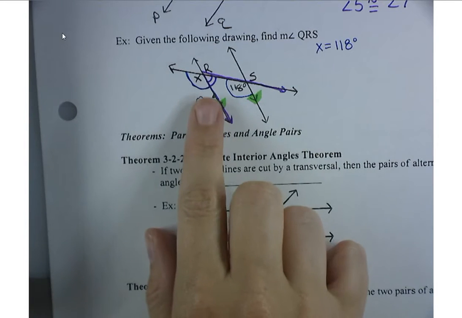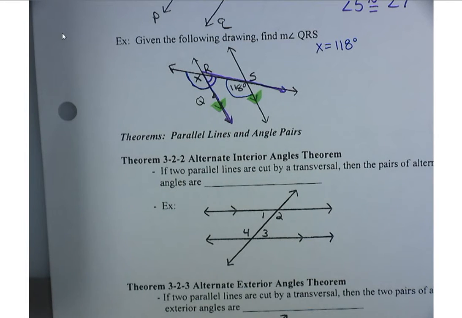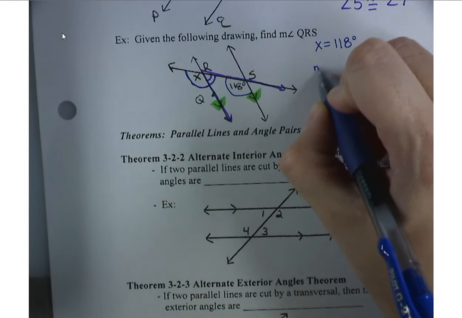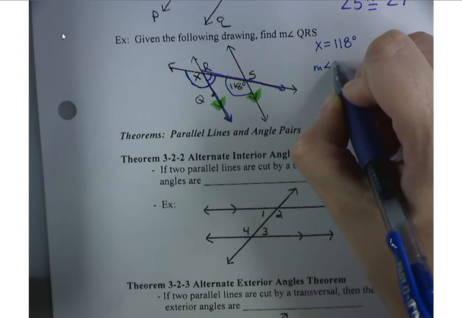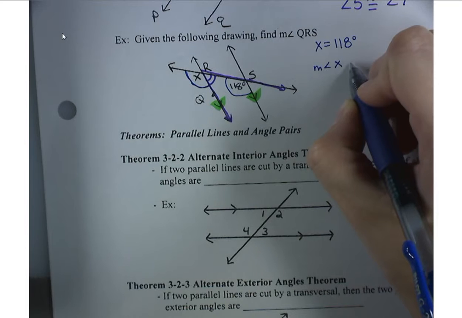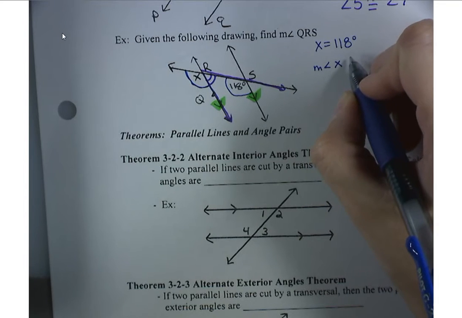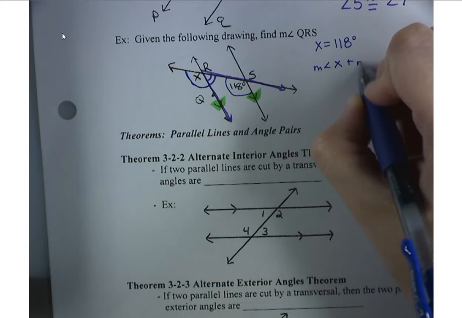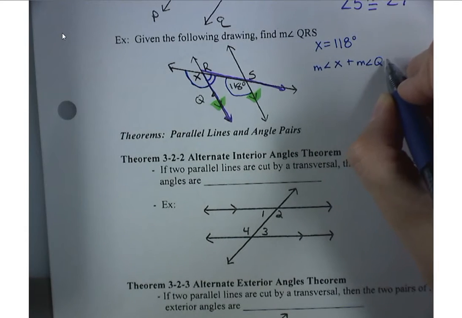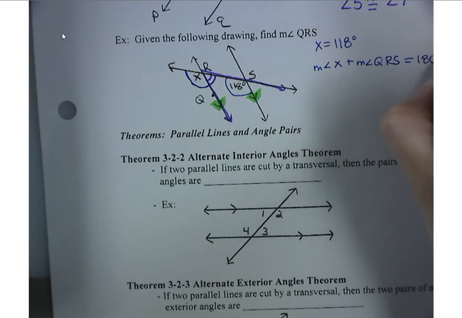Can you maybe tell me what we know about another relationship? Yeah, Hope. Yeah, good. Okay, and why? What's their relationship? It's supplementary. And how do you know that? How do you know they're supplementary? Because it makes a line. Exactly. Yep. So together they're going to make a line, and we call those a linear pair. So the measure of angle X plus the measure of angle QRS is going to equal 180 degrees.